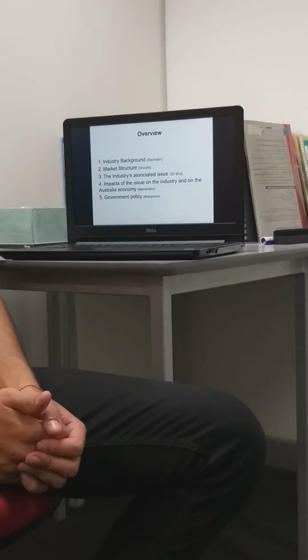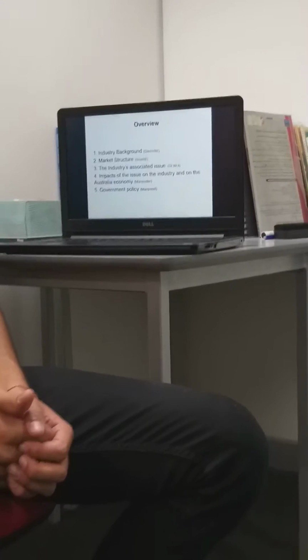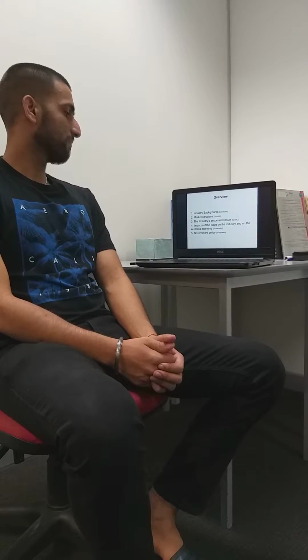We have basically divided the content into five parts. First part is done by myself, which is an industry background, and second is the market structure, which is done by Srushti. Third part is done by D, which is industries associated issues. Fourth part, which is impacts of issues on the industry and on the Australian economy, is done by Maninder. And fifth part, which is government policy, is done by Manpreet Kaur.